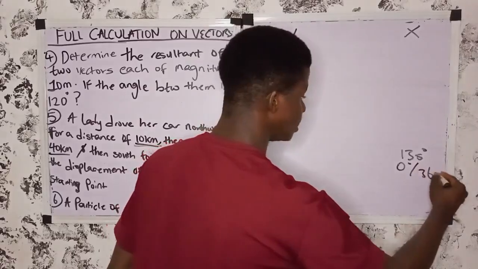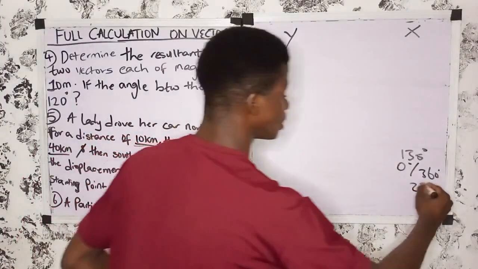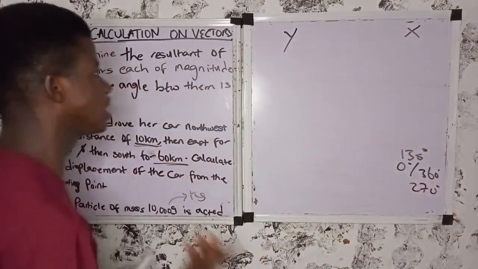0 degree or 360 degree, right? Then what about south? South is what? 270 degree, right? Yes, now let's start.